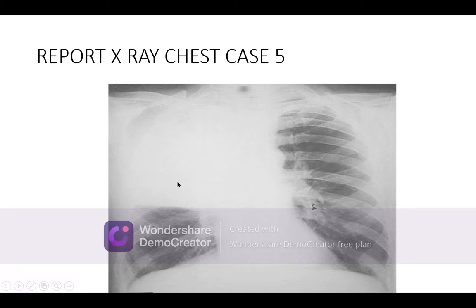If this is opacity, you are describing a single opacity which is seen, it is called pulmonary nodule. So after the recognition that it is the opacity, it is single opacity, yes. The second question is homogeneous and non-homogeneous predominantly. Homogeneous because very few aerograms are seen, very, very few.